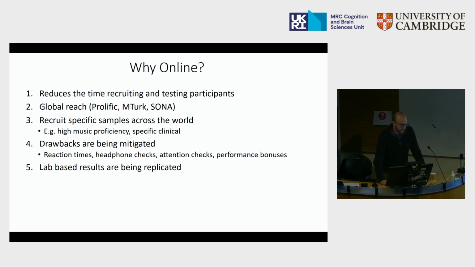So, as I say, some of these are self-evident, but one of the main advantages of doing cognitive or behavioural tests online is it reduces the amount of time it takes to recruit and test your participants. There are numerous participant pools out there, such as Prolific or Mechanical Turk, which provide global reach, but also mean you can get your participants really quickly. And it also has the advantage of such a large number of thousands of participants.